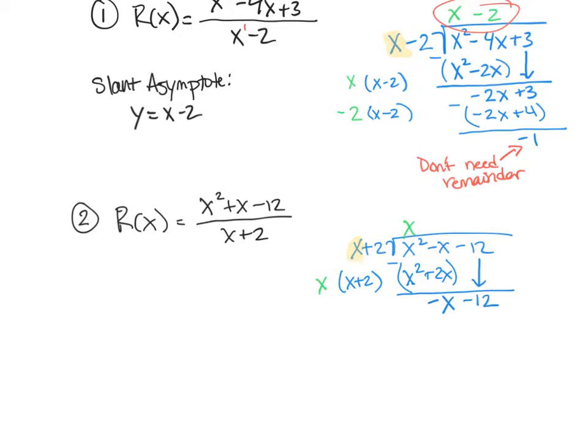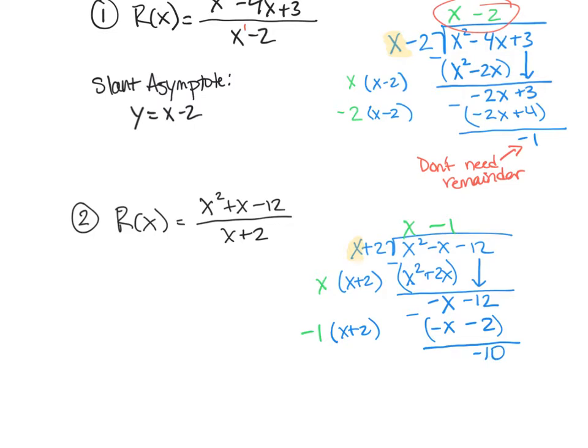Then again, we ask ourselves, what do we need to multiply to x to get to negative x? Well, that's going to be a negative 1. I'm going to take that negative 1 and multiply it to x plus 2, and we're going to get negative x minus 2. I'm going to subtract all that information. Negative x minus negative x is like adding an x. 0 goes away. We've done this correctly. Then we have negative 12 minus negative 2, giving us negative 10.